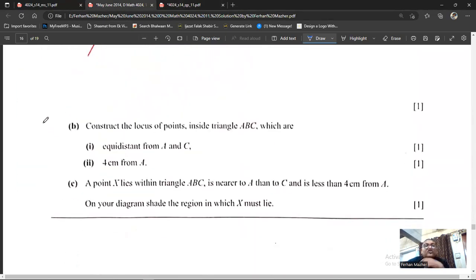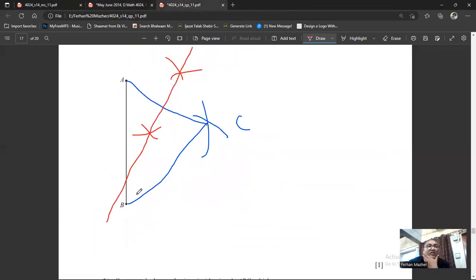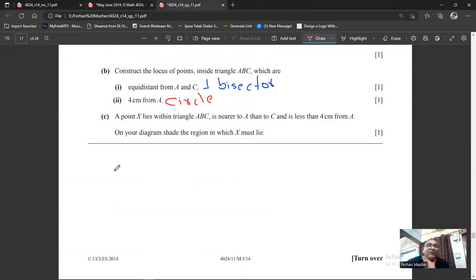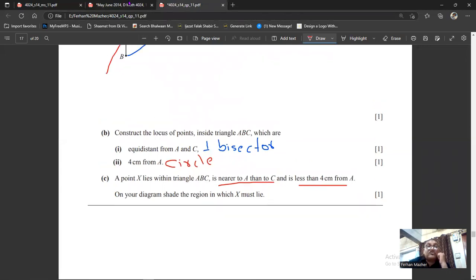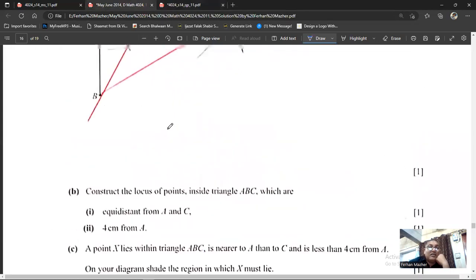Then the question is, a point X lies within the triangle ABC. It is nearer to A than to C, and less than 4 centimeters from A. So you have to remain near A and you have to remain inside that circle. On your diagram, shade the region in which X must lie.